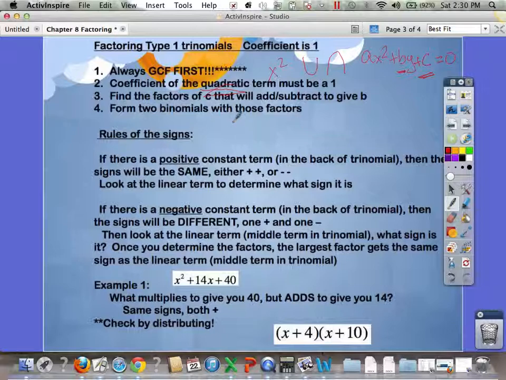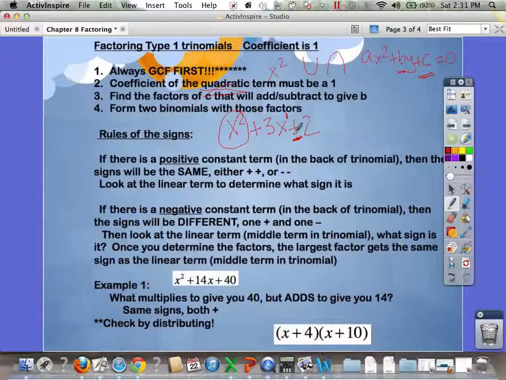When you have a problem, and they're going to be in descending order, something like this. Okay, where this is the quadratic term, it's the highest degree of 2, and then this is a degree of 1, and this has no degree. That is in your standard form. When you're doing this, if there is a positive constant term in the back of this trinomial, if this is a plus back here, then the signs will be the same when you break it apart. They're either going to be positive, positive, or negative, negative.